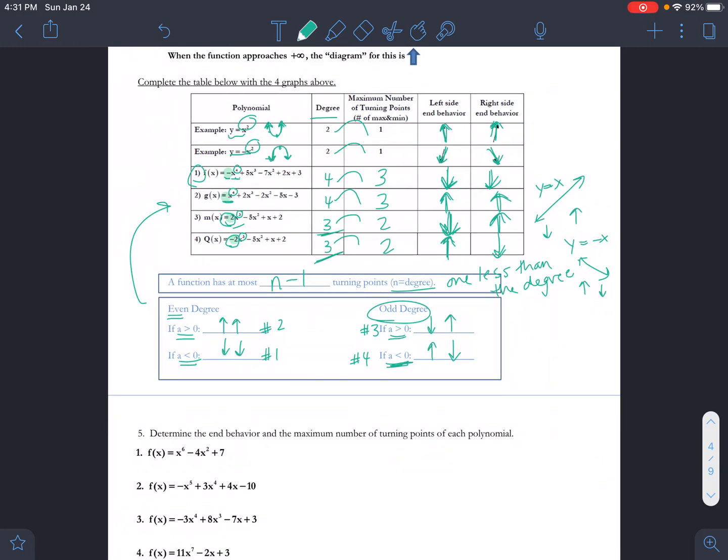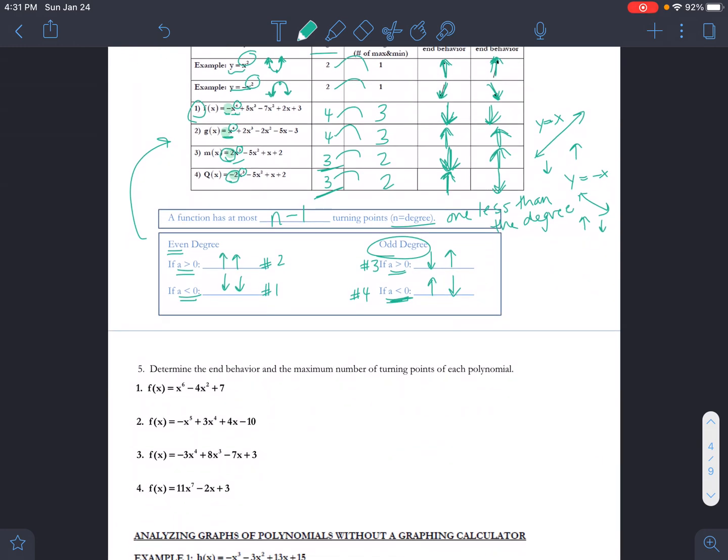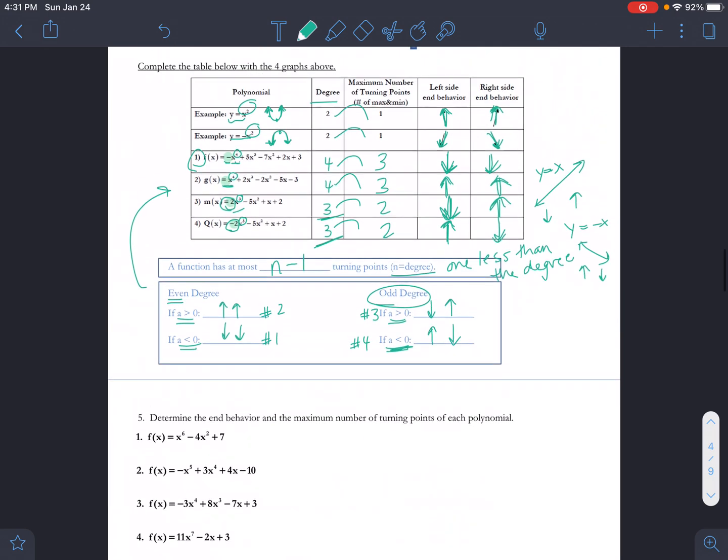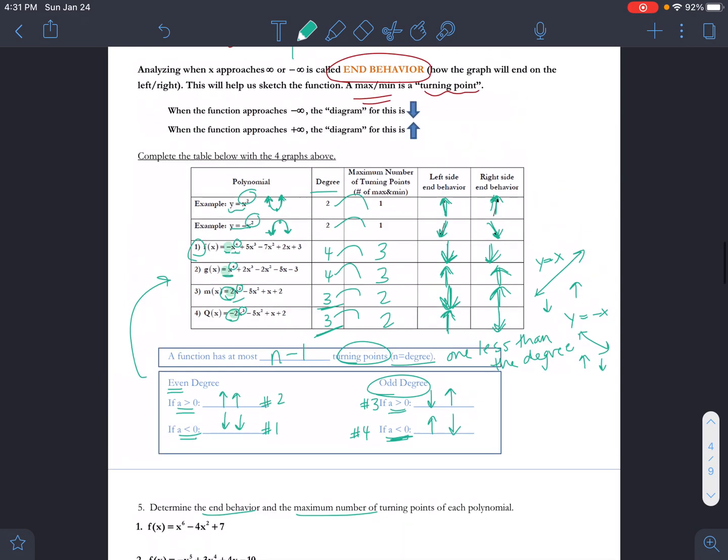Okay, so take a look at number 5, which has 1, 2, 3, 4. I probably should have called those A, B, C, and D. But just to finish up here with number 5, and then we'll try this analyzing problem in class. We kind of bring this all together. All we're going to do here is determine the end behavior and the max number of turning points. So again, turning points, the maximum amount is going to be the degree minus 1. There might not be that many turning points, maxes and mins, but that's the most there could be. So again, turning points is the same thing as saying total maxes and mins.